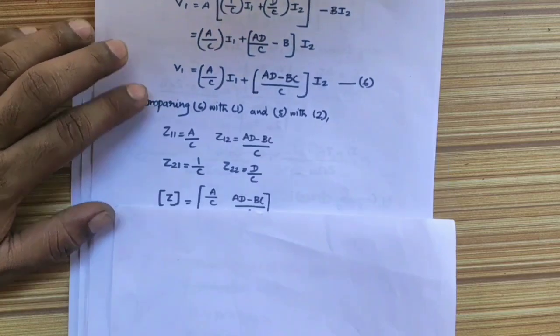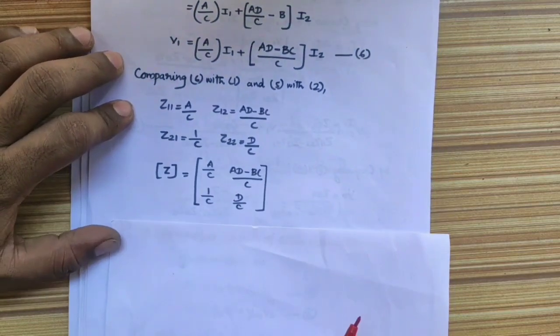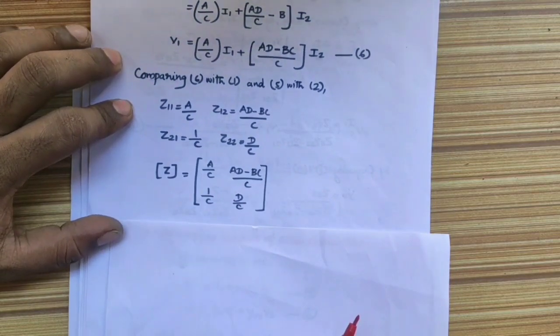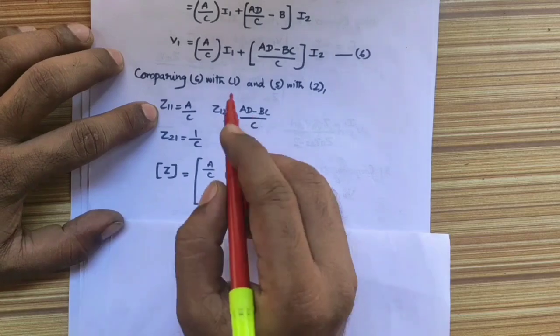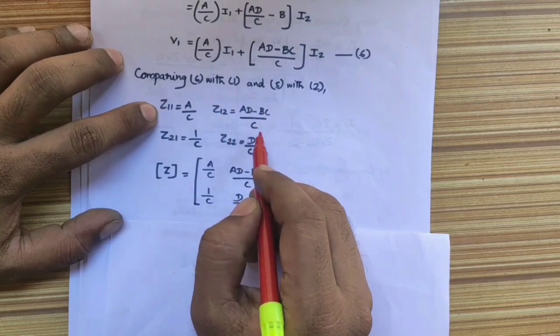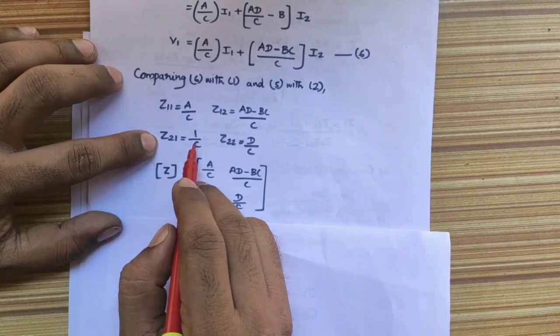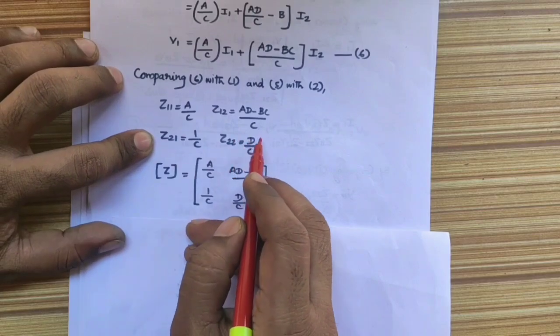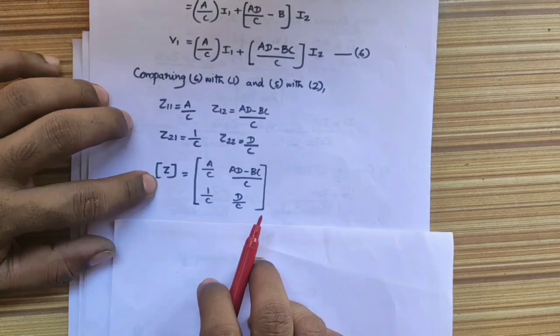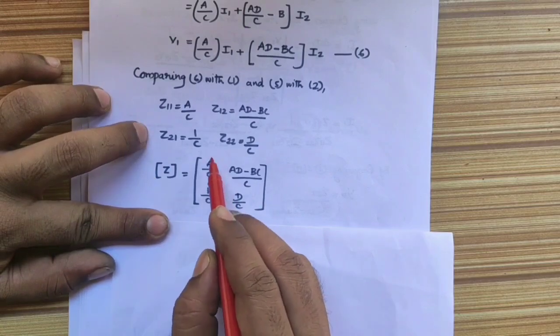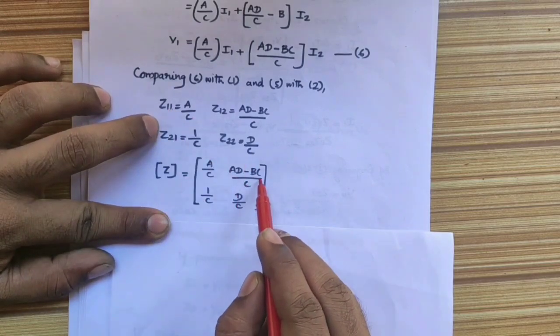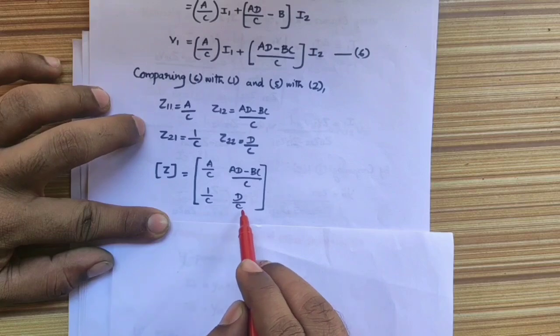Again, I am comparing equation number 6 with 1 and equation number 5 with 2, so that I am writing the Z values. Z11 equal to A by C, Z12 equal to (AD minus BC) whole divided by C, Z21 equal to 1 by C, Z22 equal to D by C. Now the Z matrix is Z equal to Z11, Z12, Z21, Z22, with A by C as Z11 and so on.